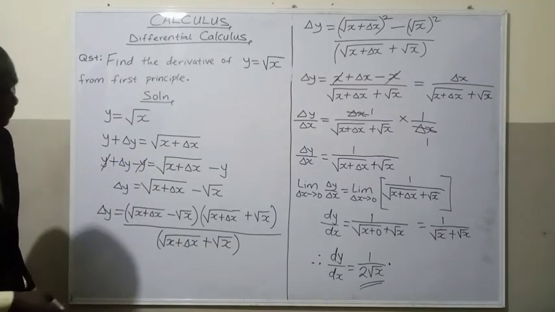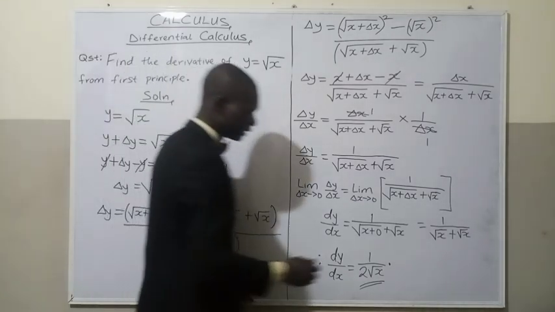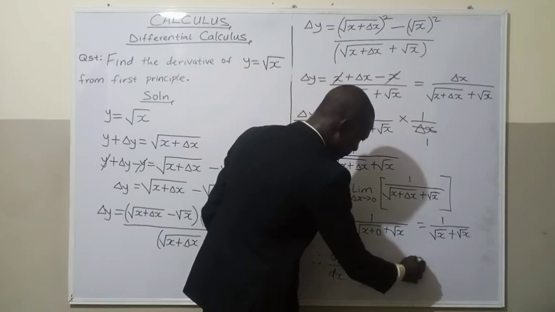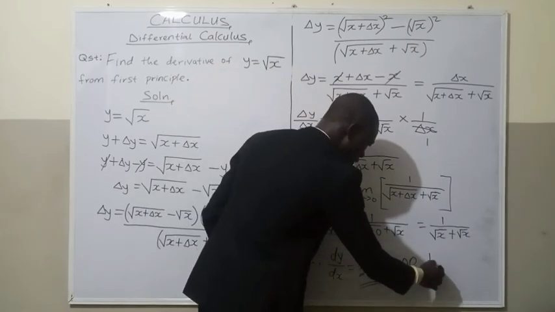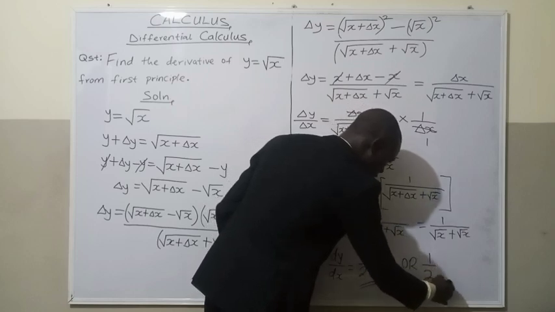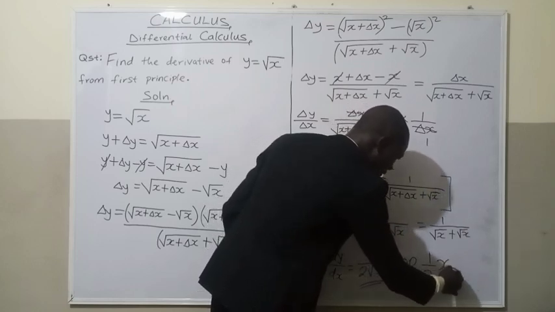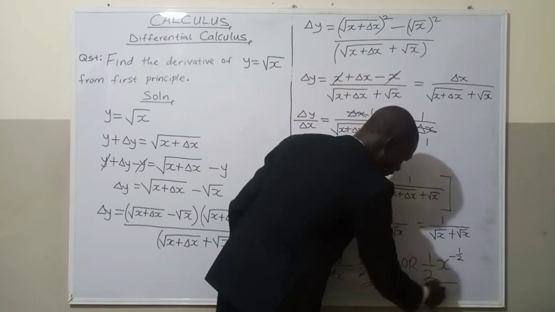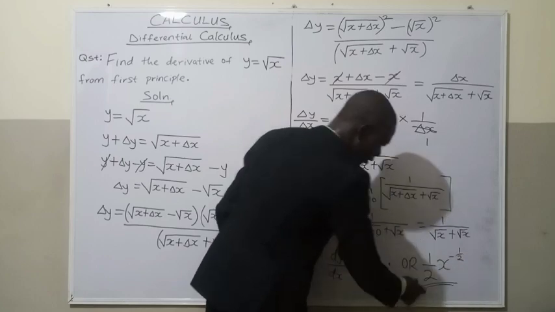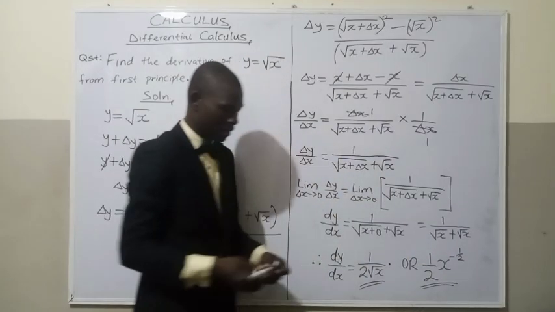So this is one way to represent it. Another way to represent that is this, or using the laws of indices to simplify, we are going to have it to be 1 over 2 x raised to power negative half. So either of these two solutions is acceptable.